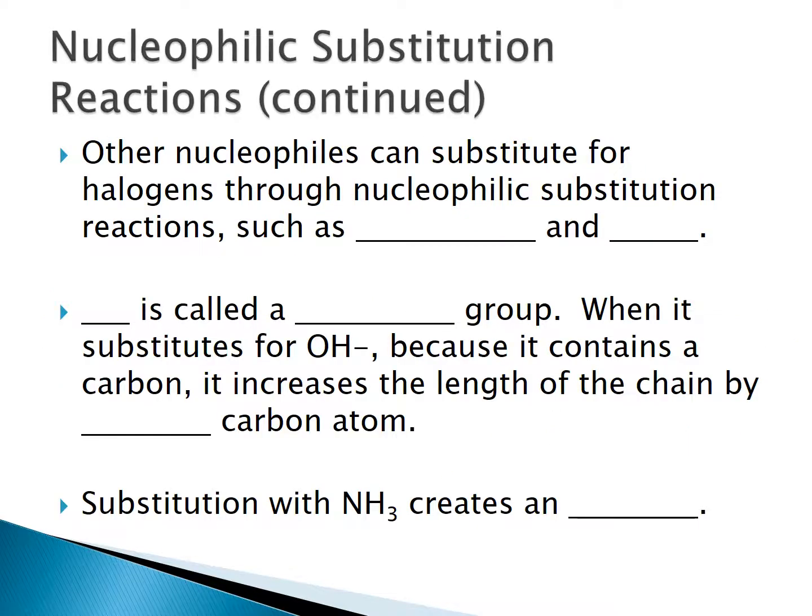So, as we just saw, other nucleophiles can substitute for halogens, not just hydroxide, through nucleophilic substitutions, such as a cyanide ion or ammonia. And when cyanide attaches to a carbon chain, it's called a nitrile group. So when it substitutes for hydroxide, if it substitutes at the end of the chain, because it contains a carbon atom, it will increase the length of the chain by 1 carbon atom. And substitution with ammonia creates an amine.